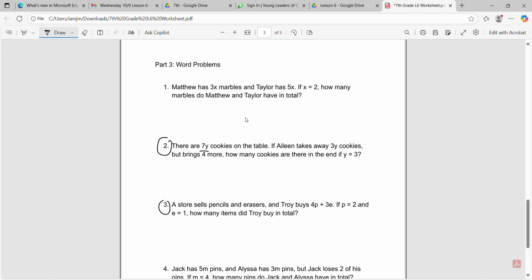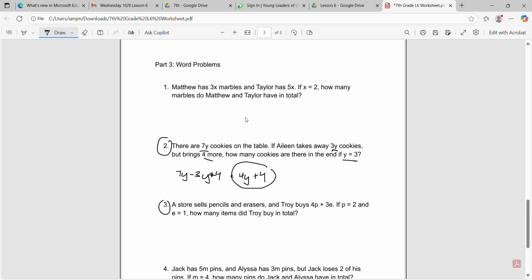Number 2. There are 7y cookies on the table. If Aileen takes away 3y cookies, but brings 4 more, how many cookies are there in the end if y equals 3? Let's write our expression first before we substitute our variable. There was 7y, and she takes away 3y cookies, but she later brings 4 more. This is how our equation will look. Combine like terms, 7y minus 3y equals 4y plus 4.